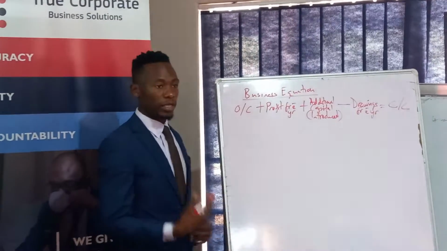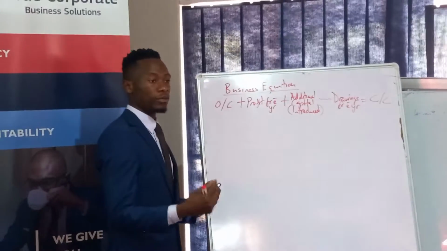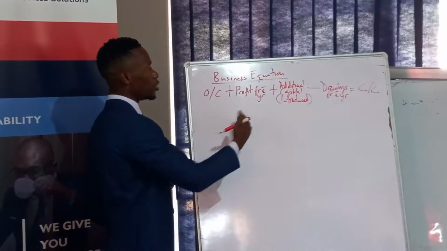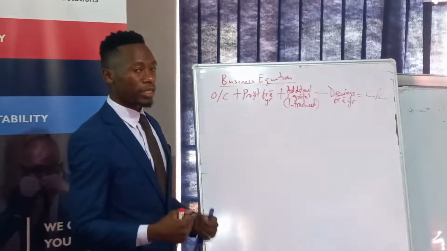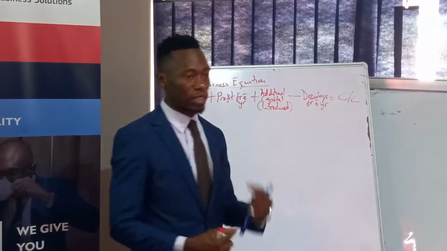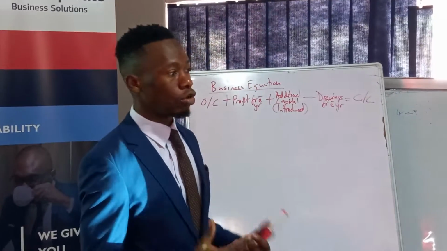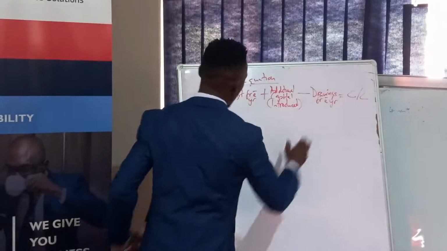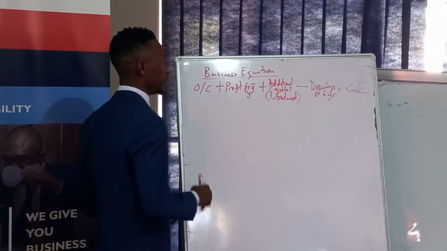Opening capital or opening net assets plus the profit. The reason why I'm adding the profit is because it is a gain, so it increases our capital. Then we also add the additional capital. If we make drawings, if there are goods that have been taken for personal use, or it might be the cash that has been taken by the owner or by the sole trader for personal use, we deduct. But you have to pay attention to the dates, number one.